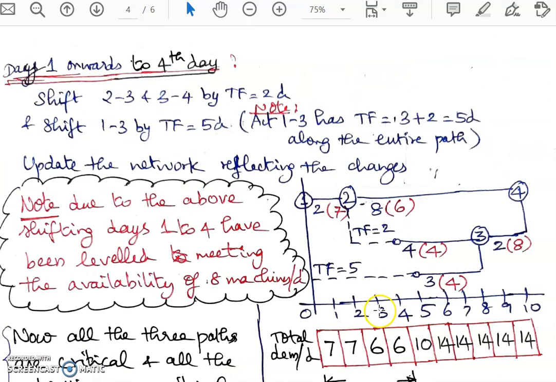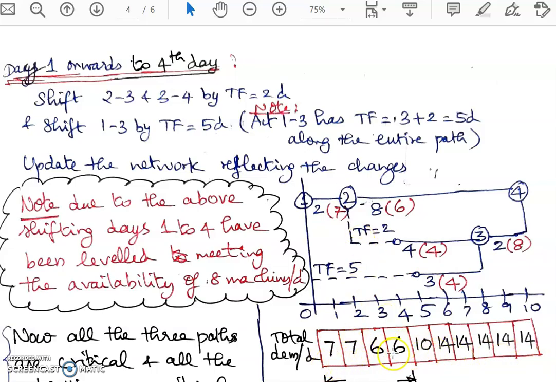So that is what I'm doing for this stage. Day one onwards, this is the shifting I'm doing. I'm going to shift 2 3 and 3 4 by 2 days total float and shift 1 3 by a total float of 5 days. If I do that, I'm going to see what is going to happen to my new network. I find that there is a change like this, and I'm going to calculate the total demand for this change. So this is my trend in the demand.